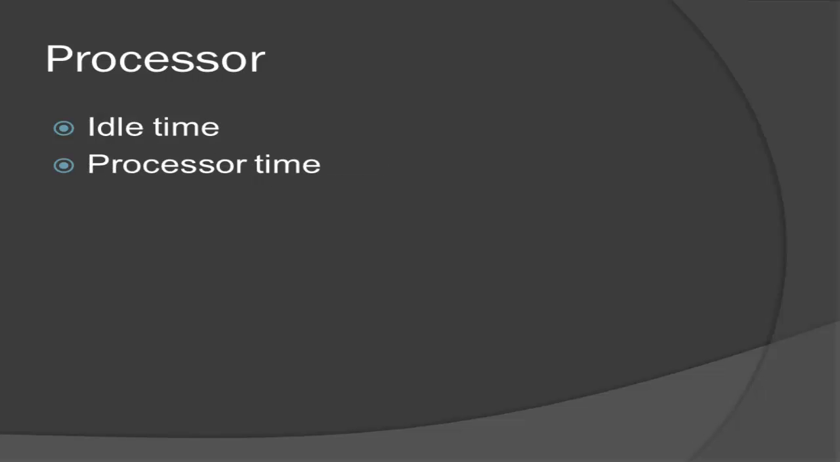The other thing I learned was the processor is very important. So we're going to look at the idle time of the processor and the processor time for the processor also. So these are the three different subsystems we're going to be looking at. These are the 6 different things that we're going to be monitoring with those subsystems.